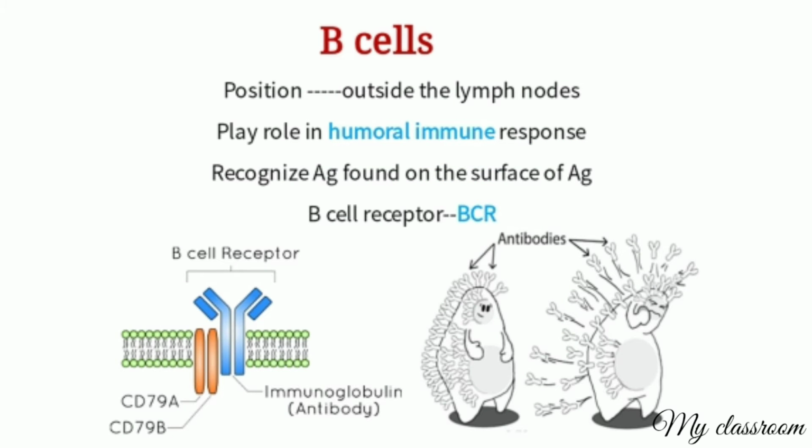B cells are positioned outside the lymph nodes. They play a major role in humoral immune response, that is by the production of antibody. They recognize antigen found on the surface of the pathogen, and the receptor present in the B cell is called the B cell receptor, BCR. This is the structure of the B cell receptor, that is the Y-shaped structure which is connected by disulfide bridges.